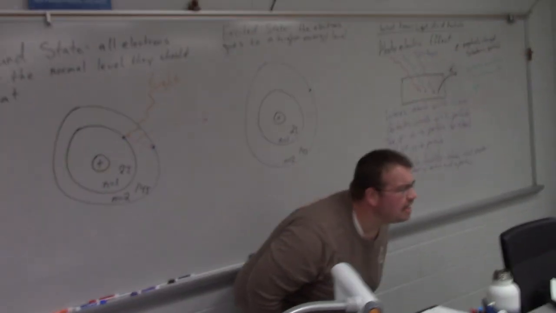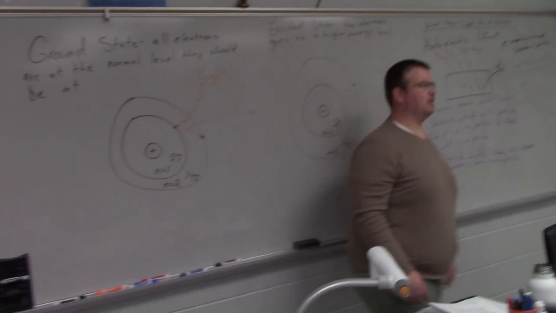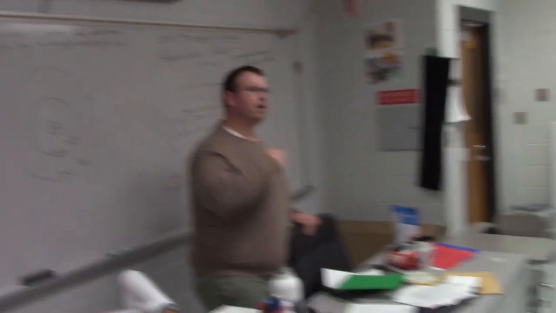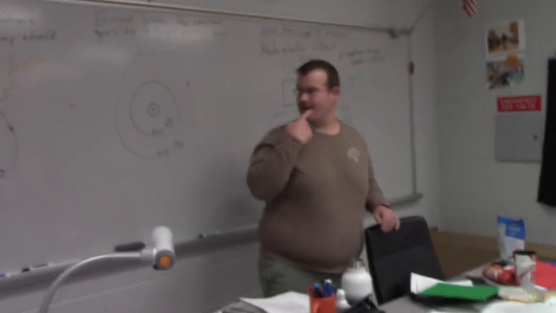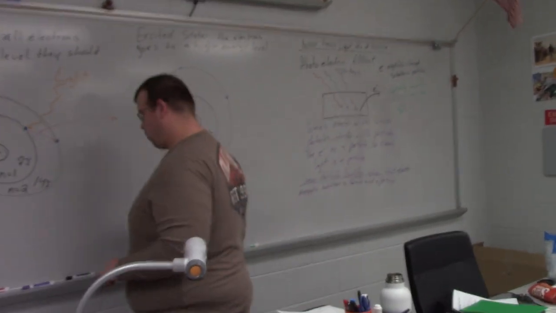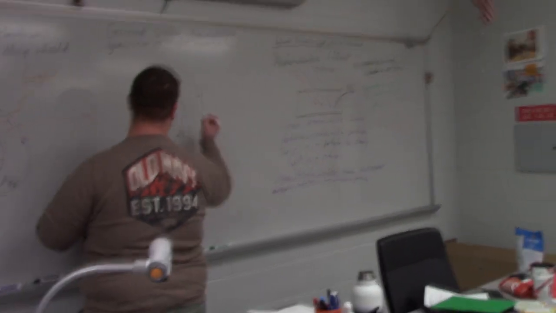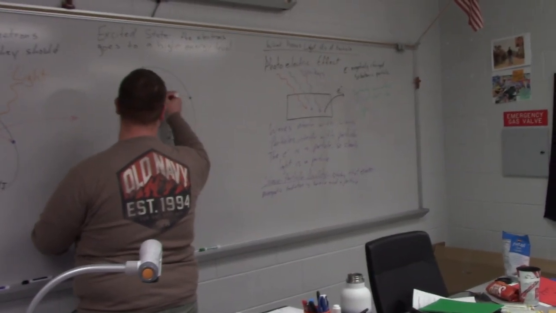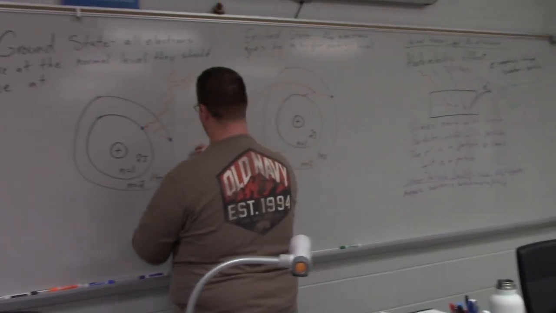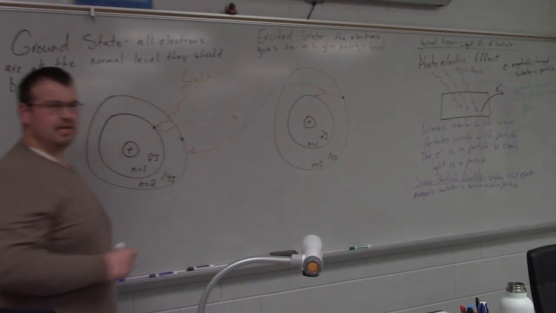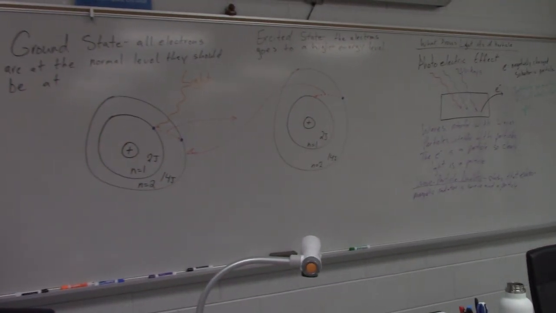What energy level am I at now? None. A billion. Number one. Where did I start? You're at ground station. So you're telling me that I go back from the excited state to the ground state.